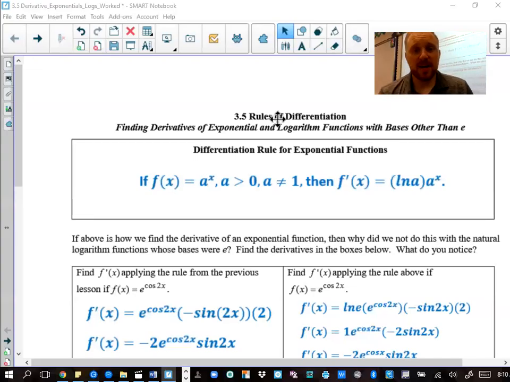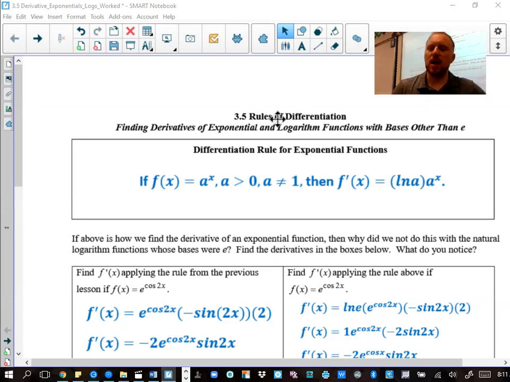Hello, ladies and gentlemen. Today we're going to cover 3.5, which is another rule of differentiation. This time we're covering exponential functions and logarithmic functions. Okay, and so let's get started with the differentiation rule for exponential functions.